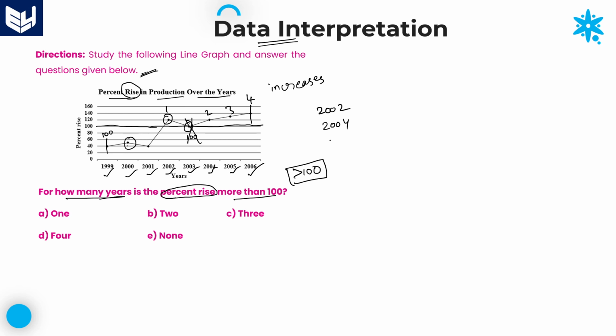And next 2004, after that 2005 and after that 2006. For these 4 years, the percentage rise is more than 100. Therefore our required answer is 4 years, which is option D. Option D is the right answer for this question.